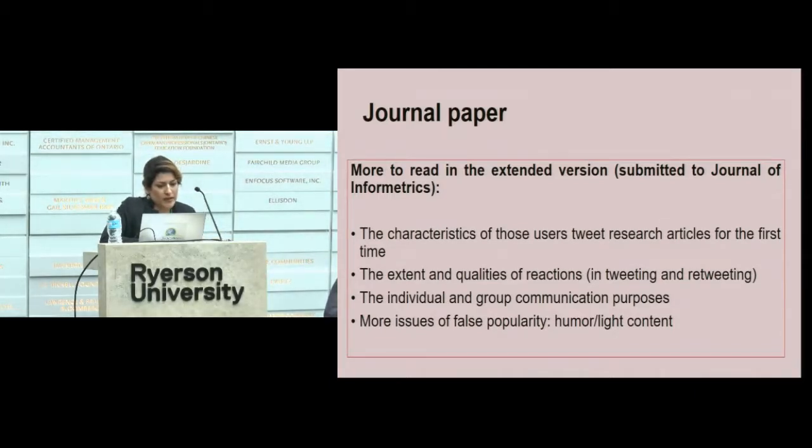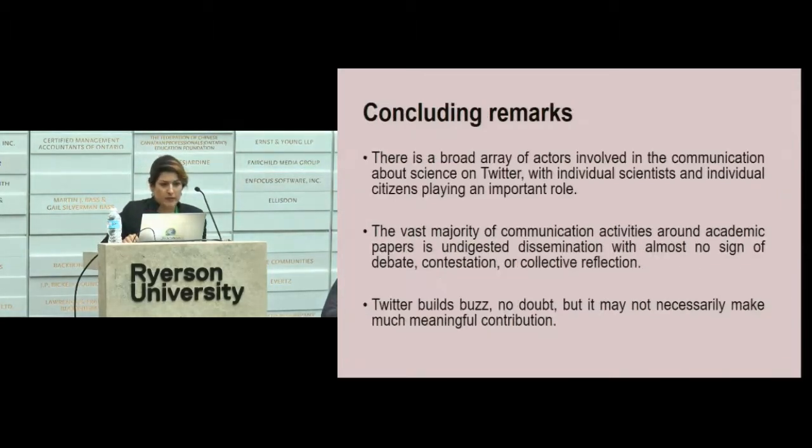We also talked about retweeting, the quality of retweeting, and how many original tweets we have in different fields. We talked about individual and group communication purposes, and more about the false popularity issue, which is humor and light content. You can see this, or ask me for a preprint. We submitted it to the Journal of Informetrics, it's under review. Of course, we are just replying to the comments now. And I think I can provide you with a preprint if you ask me.